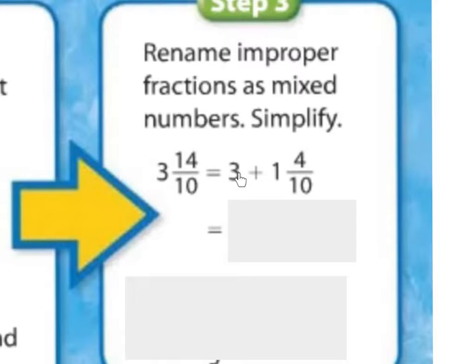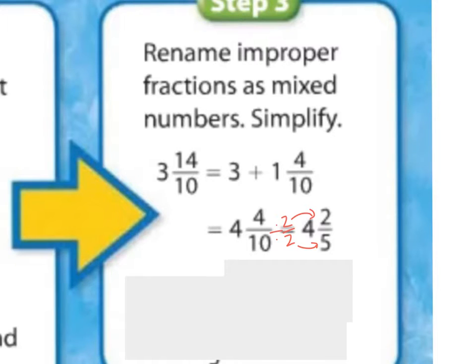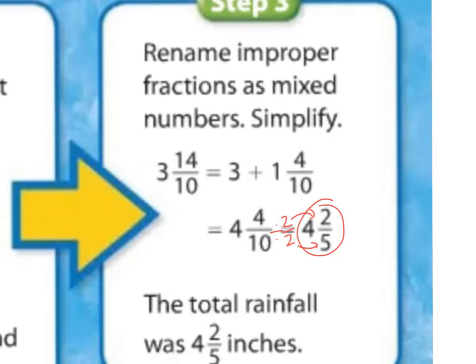So now we have 3 plus 1 and 4/10, which is 14/10 here. We just separated it out. So now we can add the whole numbers and the fraction. We can add 3 plus 1, that's 4, and we just tack on that 4/10 to the end. 4 and 4/10. Oh, now we're supposed to simplify. Can I divide 4 and 10 by the same thing? I can divide that by 2 over 2, and then I get 2/5. 4 and 2/5 is my final answer. So the total rainfall was 4 and 2/5 inches.